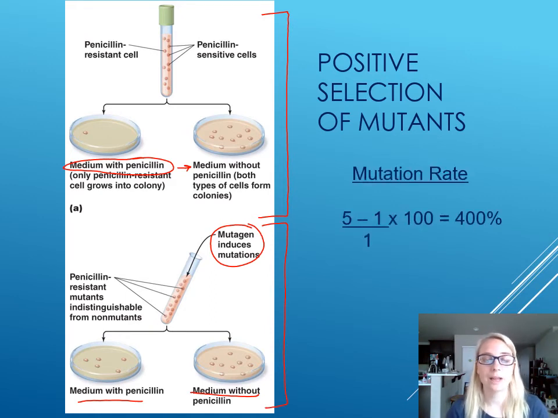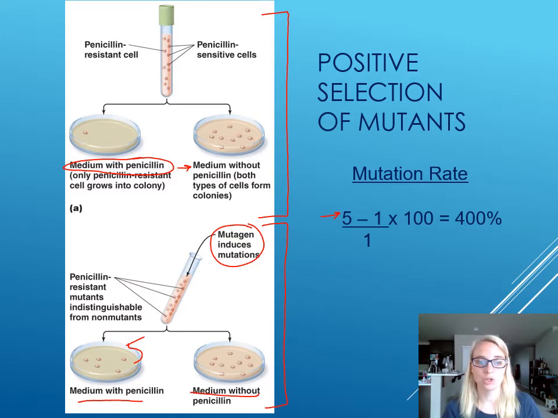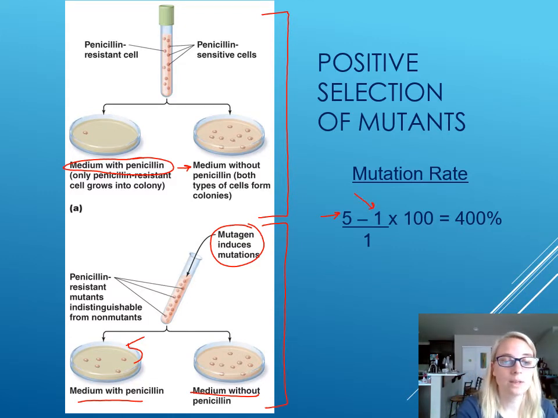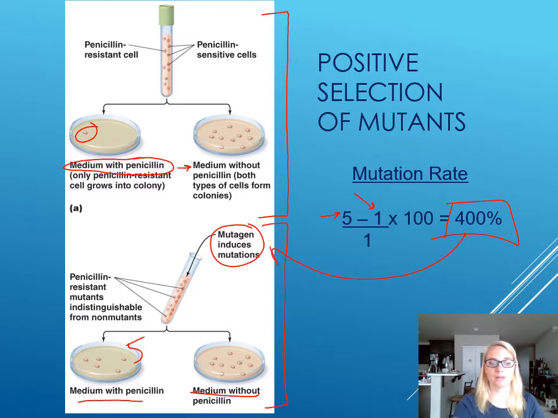And so you can do a little calculation to figure out the mutation rate of that particular mutagen. So basically what you do is you take your 5, right? So that's the 5 here, mutants that came after you adding the mutagen, subtract the 1 that came from just your normal wild type, just random mutation, divide by the 1, right? So 5 minus 1 is 4, divide by 1 is 4, times 100 gives you a 400% mutation rate. So whatever that mutagen was, this guy right here, it increased mutations by 400%.